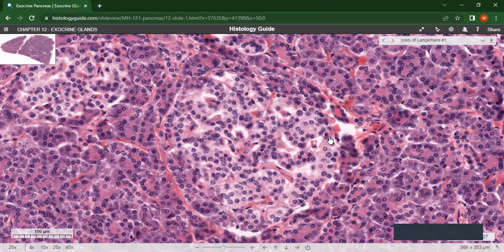Each of those cells produces a specific hormone. The alpha cells produce glucagon. Insulin is produced by the beta cells. The PP cells produce pancreatic polypeptide. The delta cells produce somatostatin, and the epsilon cells produce a hormone known as ghrelin.